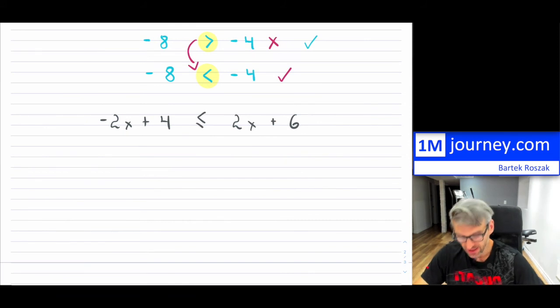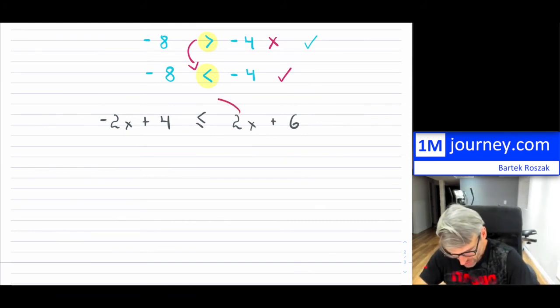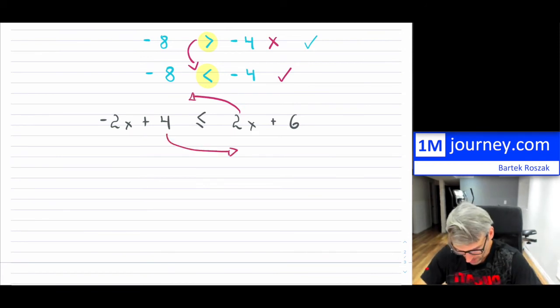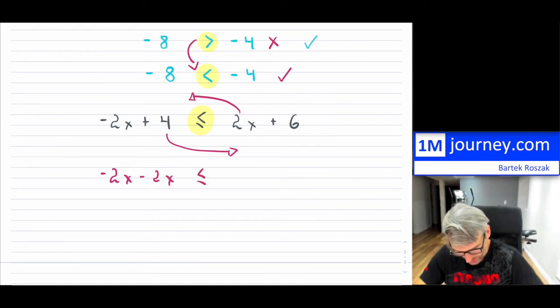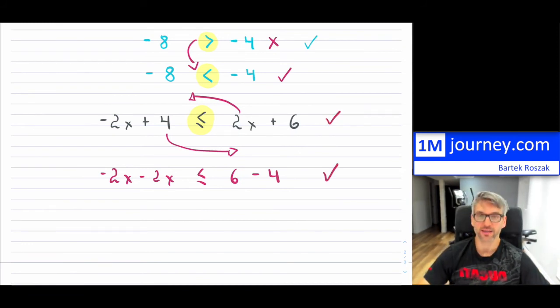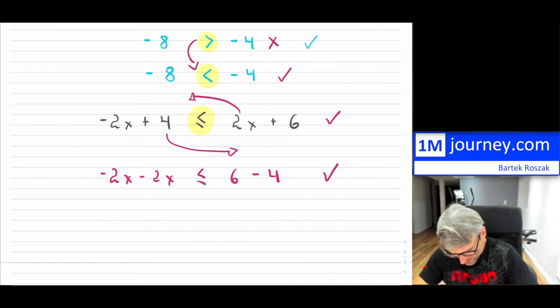Now, the next thing is I move my terms around. Moving terms doesn't change anything. So if I bring this over or bring this over, it doesn't change my inequality. It will stay the same. So this is going to be negative 2x minus 2x, so it's still less than or equal to 6 minus 4. That is not a problem. So first simplify, now move terms. Now finally, I can collect my like terms. So this still stays the same.